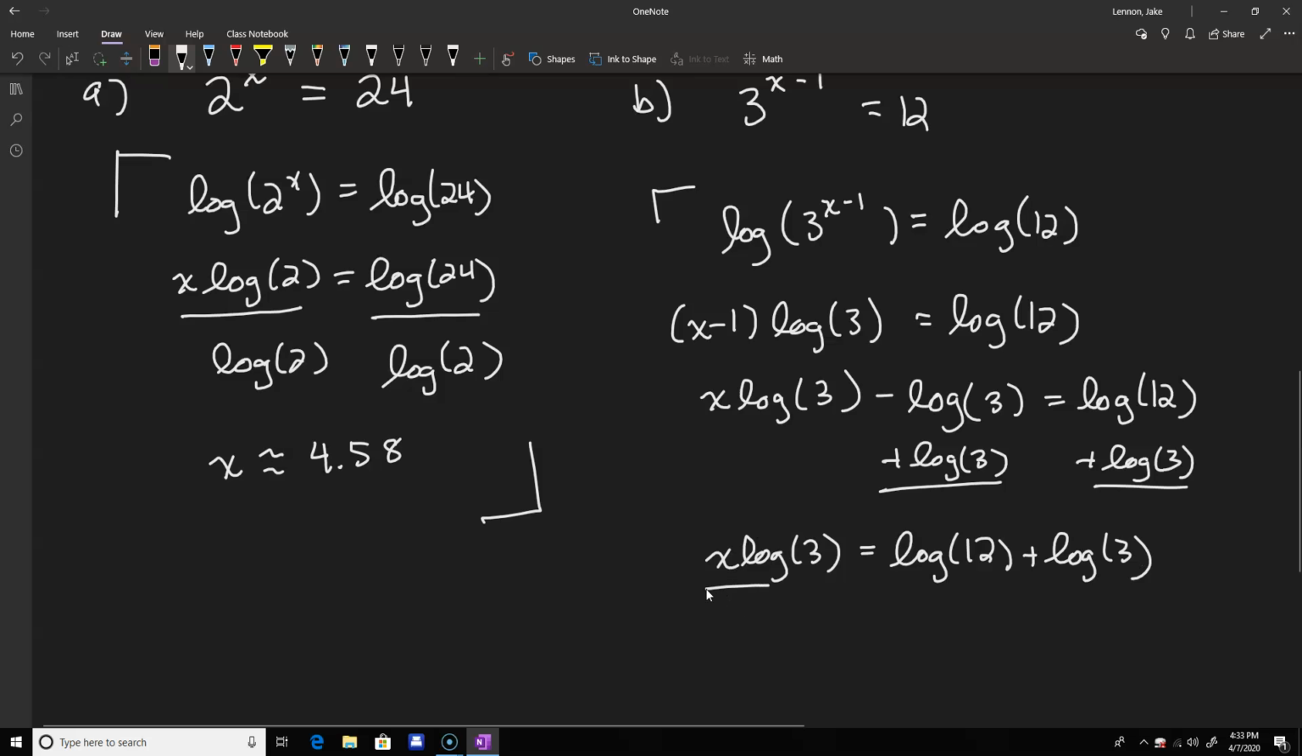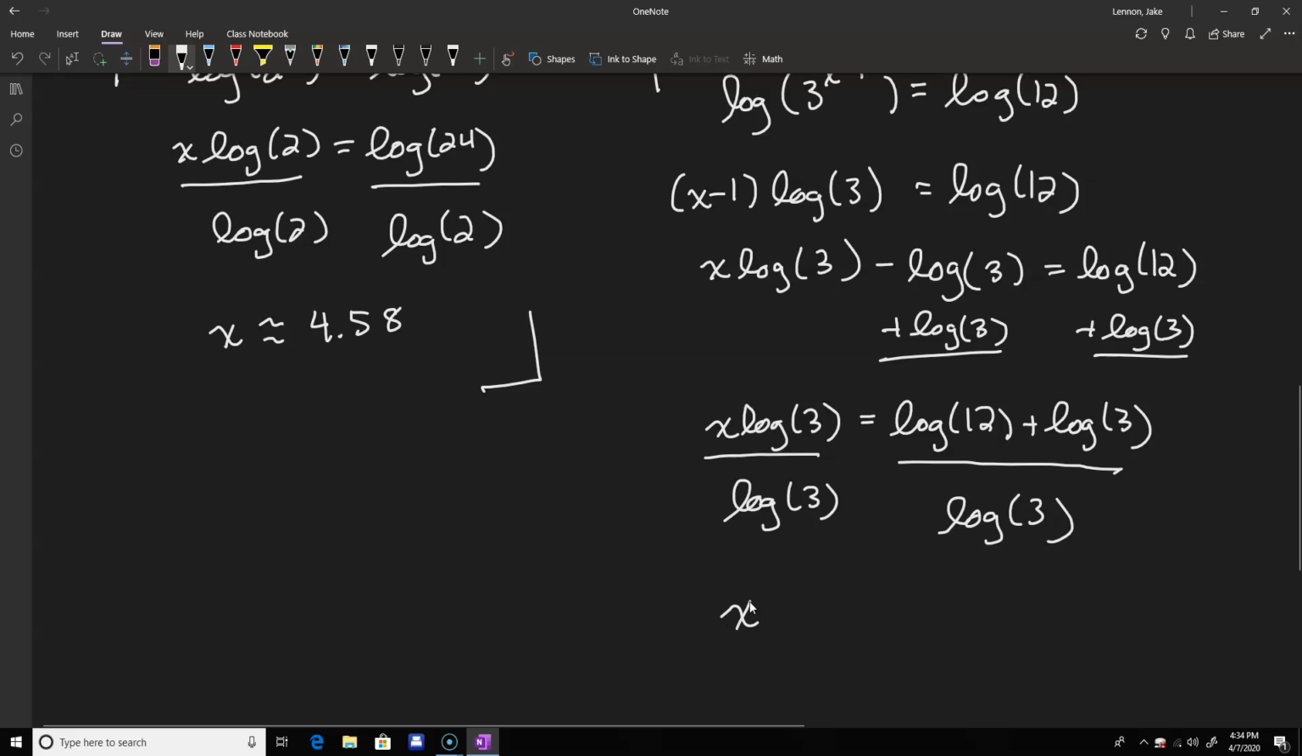So the last thing to do to solve for x, we want to divide both sides by the log of 3. So we can go ahead and do that right here. And so x is equal to that entire expression, log of 12 plus log of 3 divided by the log of 3. So you want to type that into your calculator. And to get an approximate numerical value, that comes out to about 3.26 if you round to 2 places once again. So that is the second one. So kind of an extra step there because we have to distribute once we bring down the exponent.